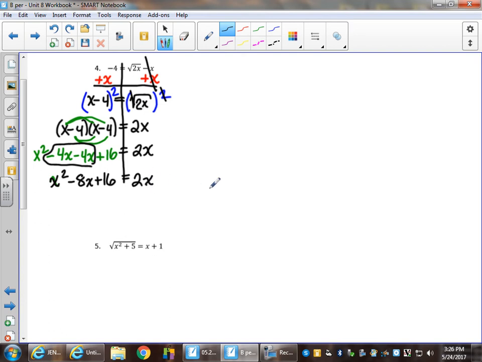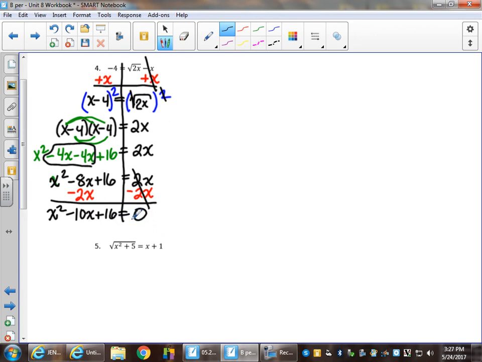Remember that note that we wrote on the other page? If we're working with quadratics, we want to have one side set equal to 0. Getting this side equal to 0 jumps out at me because all we need to do is subtract 2x from both sides. Now I have x squared minus 10x plus 16 equals 0, and I can factor.